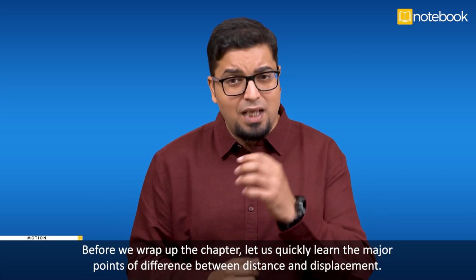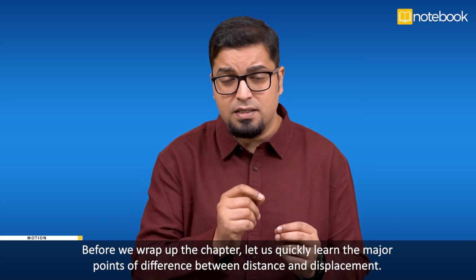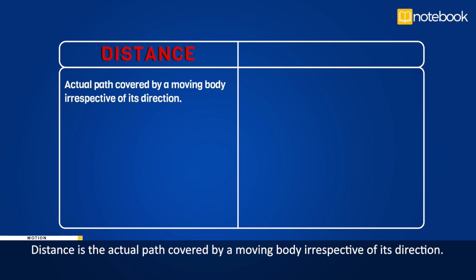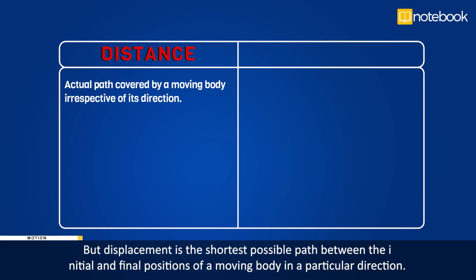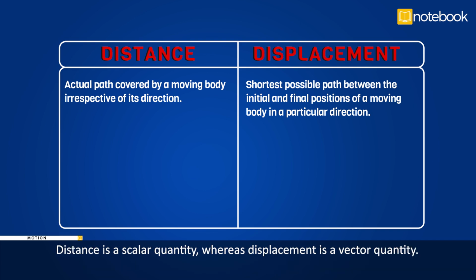Before we wrap up this chapter, let us quickly learn the major points of difference between distance and displacement. Distance is the actual path covered by a moving body, irrespective of its direction. But displacement is the shortest possible path between the initial and final positions of a moving body in a particular direction. Distance is a scalar quantity, whereas displacement is a vector quantity.